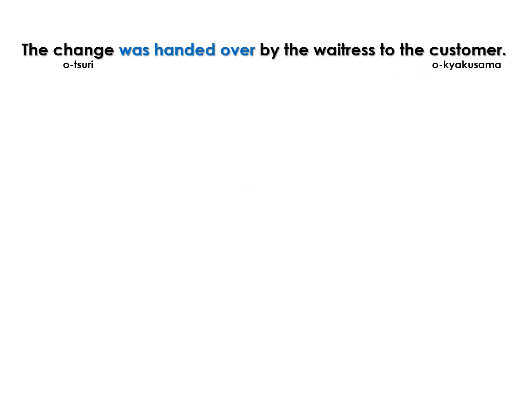Same case in this sentence. The change was handed over by the waitress to the customer. We have a doer, the waitress, and a recipient, the customer. And to distinguish the doer from the recipient in the Japanese sense, we assign the particle kara to the waitress and the particle ni to the recipient, denoting the direction of the action from the waitress to the customer.